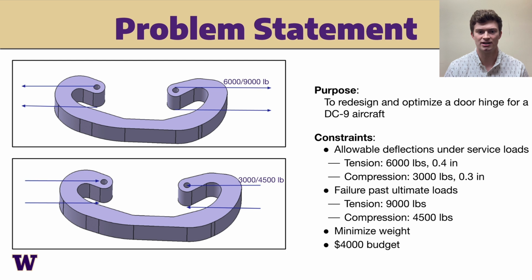We were also required to develop a product that would not break under a one-time ultimate load of 9,000 pounds in tension and 4,500 pounds in compression. Lastly, in keeping with the guiding principles of aircraft design, we wanted to ensure that our part would be as light and as cost-effective as possible.